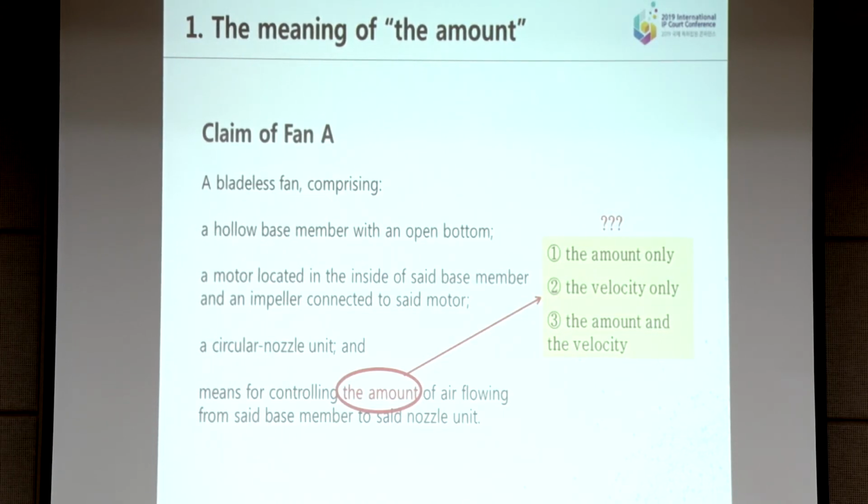And I want to highlight that the inventor did not anticipate this accused product. So in reverse doctrine of equivalents, it is not credited, so it should be excluded from the scope of the claim.